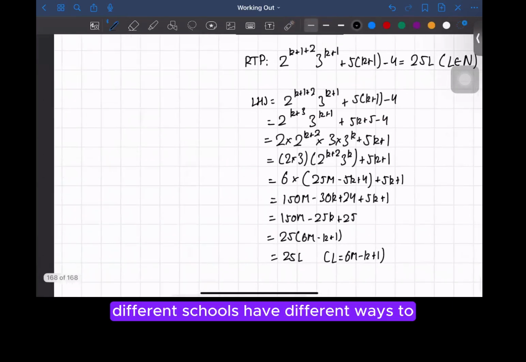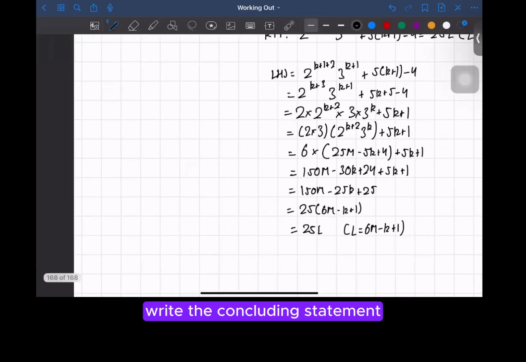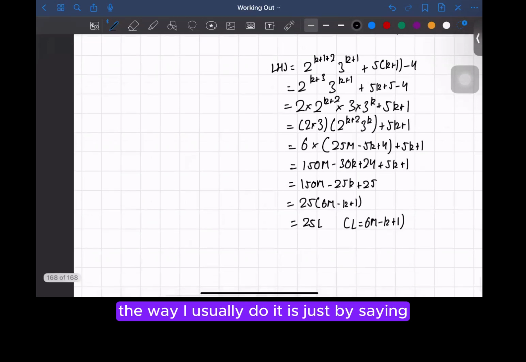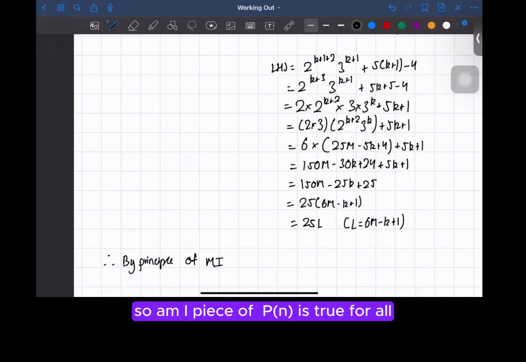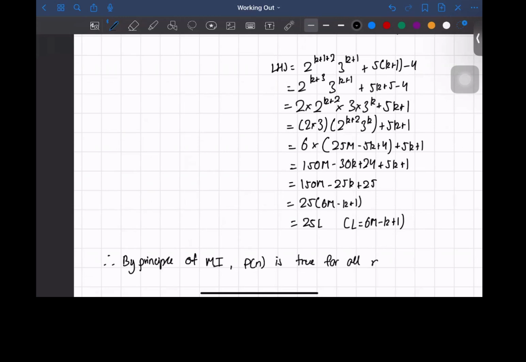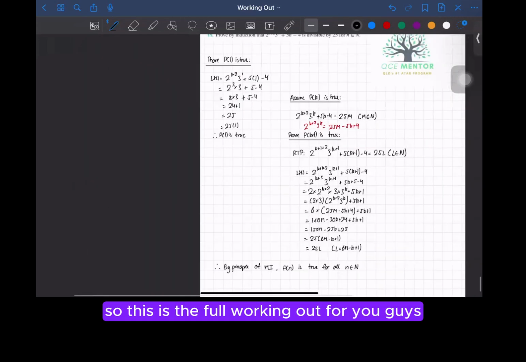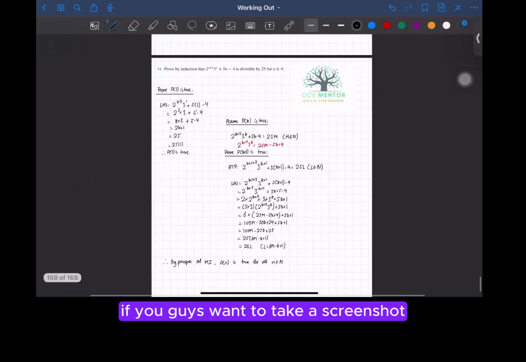Different schools have different ways to write the concluding statement. The way I usually do it is by saying, therefore, by the principle of mathematical induction, MI, Pn is true for all n natural numbers. So this is the full working out for you guys if you wanted to take a screenshot.